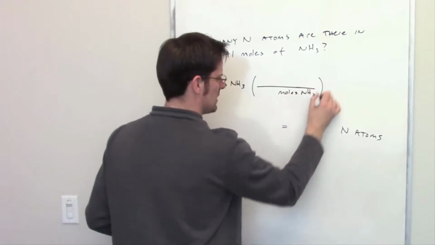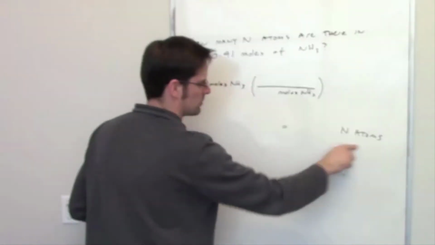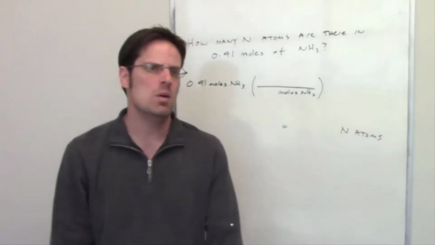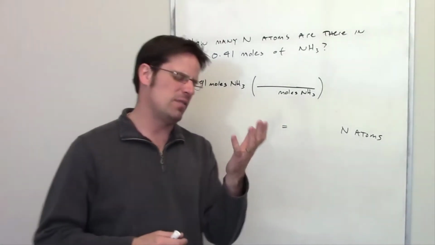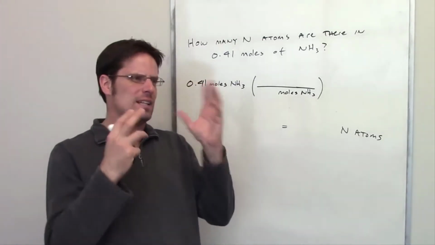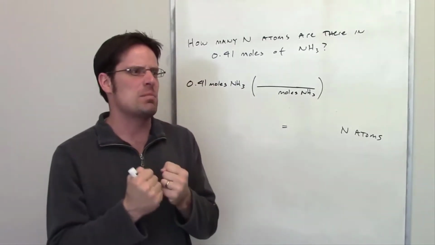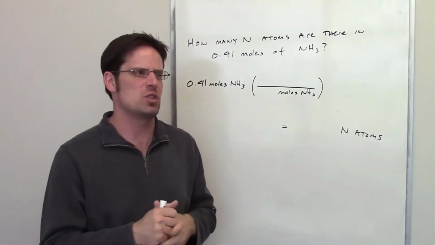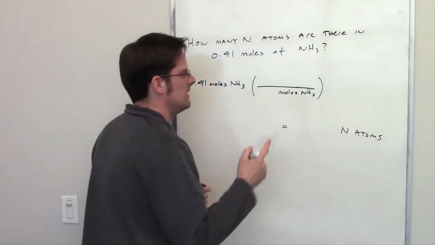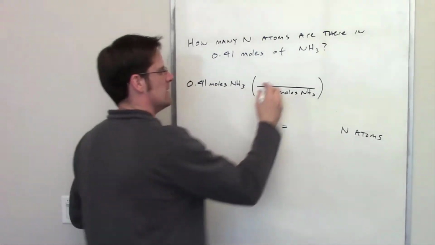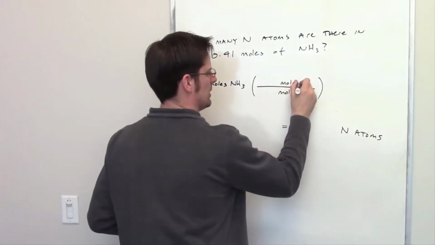Now, once again, I want to eventually get to number of nitrogen atoms. Can I directly relate moles of NH3 to nitrogen atoms? In other words, if I have like 1 mole of NH3, can I directly say that that is going to be X number of nitrogen atoms and figure that out just directly? I don't know if I can. I think it might be tricky, but I bet I could put moles of nitrogen up here.